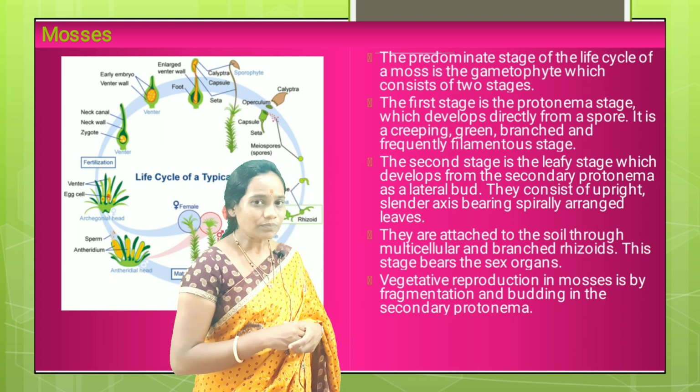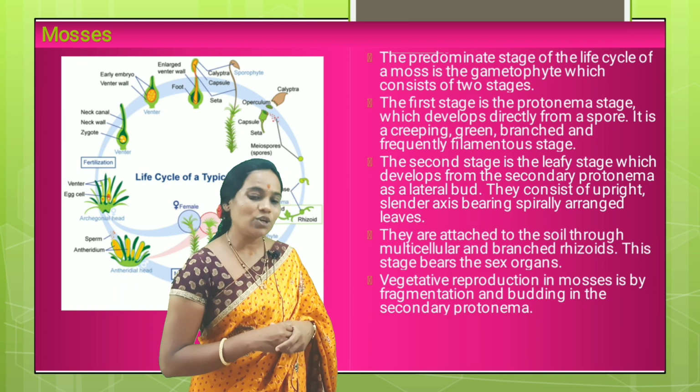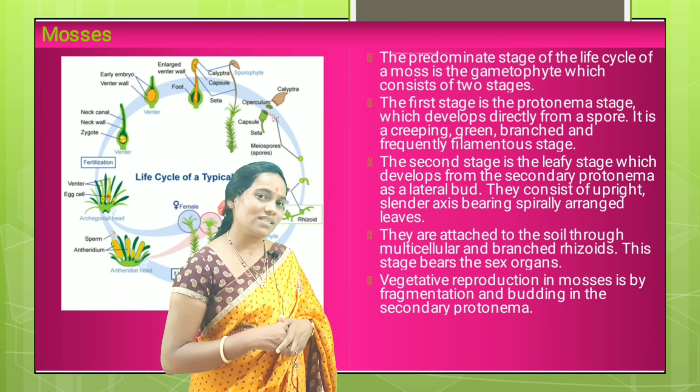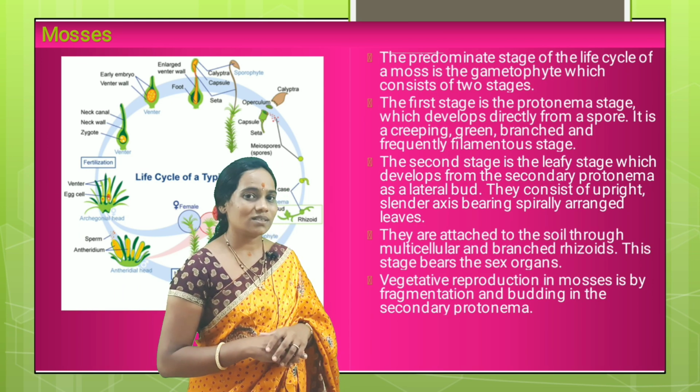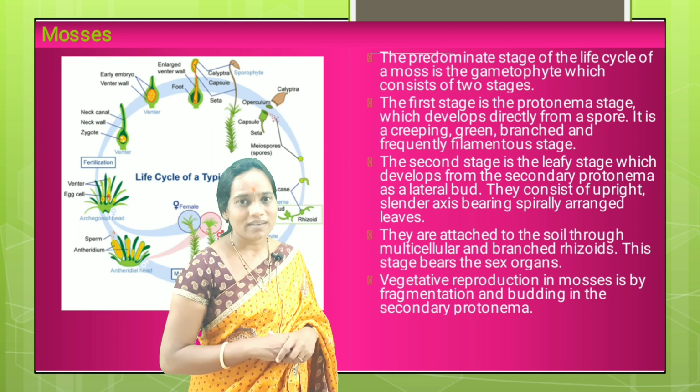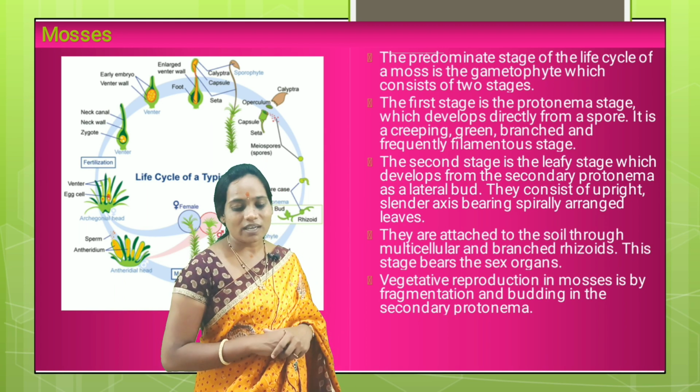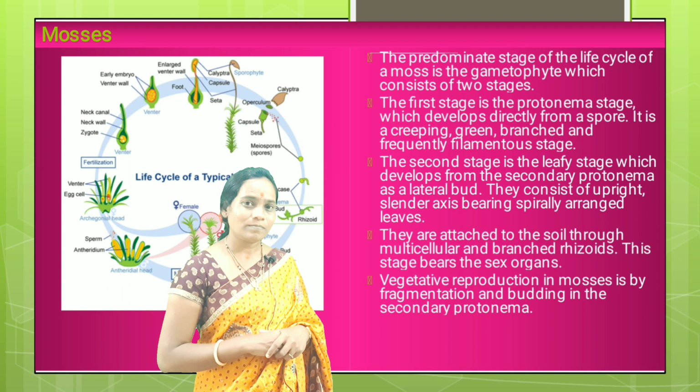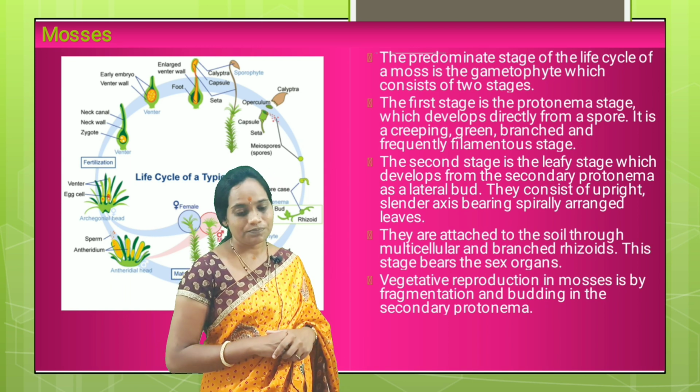Remember, the vegetative method takes place in two ways. One is budding and the other one is fragmentation.